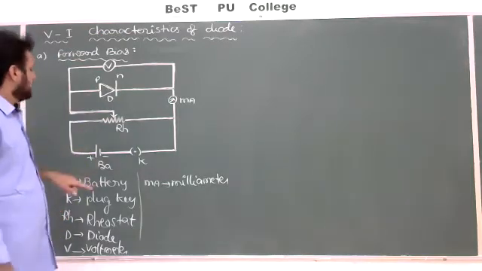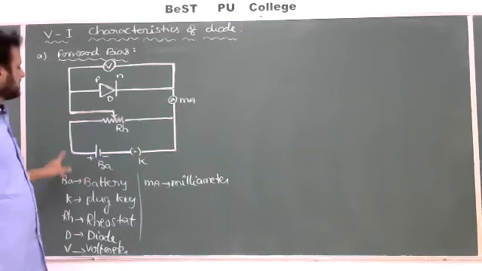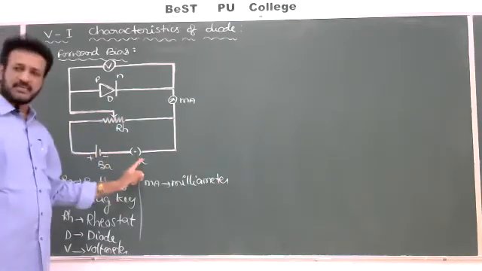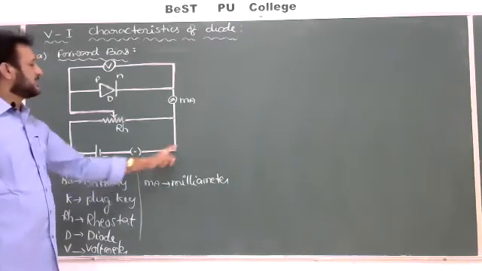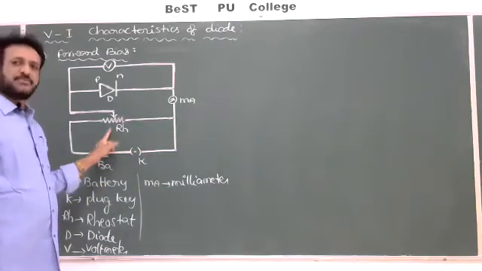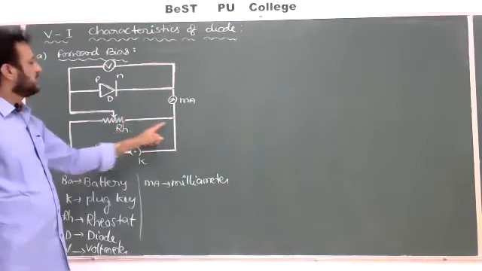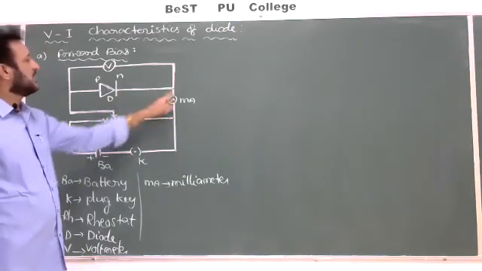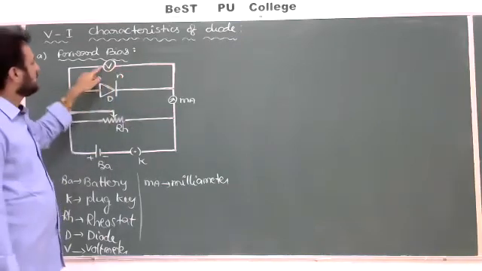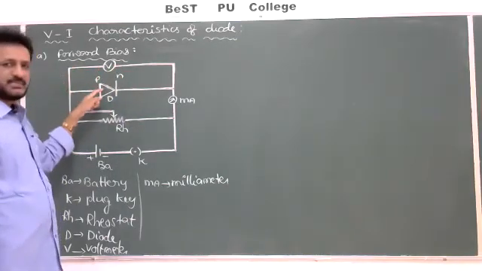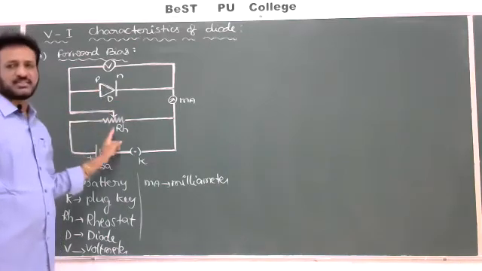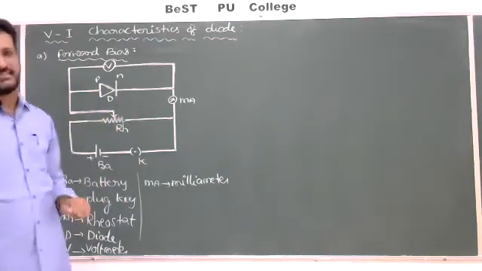First, the battery positive terminal is connected to the rheostat, and also the battery negative terminal is connected to the plug key. Again, the plug key is connected to the rheostat. From the rheostat, we connect one milliammeter, and from the milliammeter to the diode and also the voltmeter. Next, the voltmeter to the diode p-type semiconductor, and also it is connected to the upper terminal of the rheostat. These are the important apparatus.